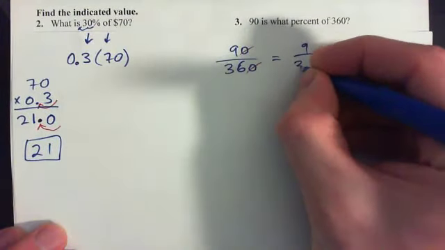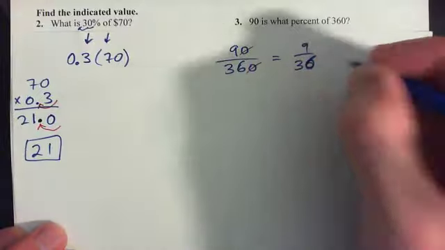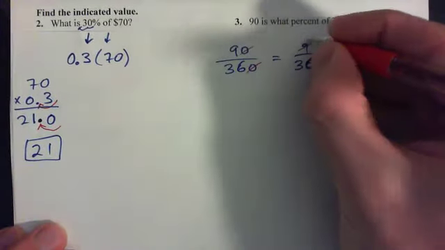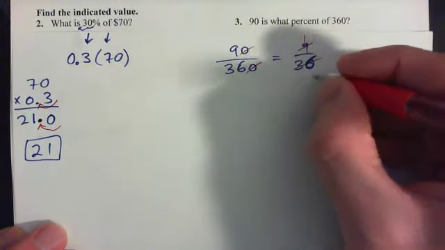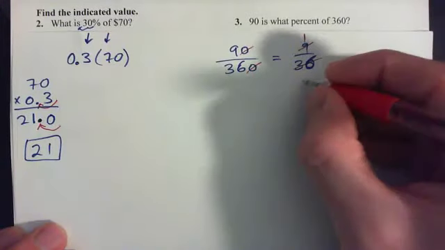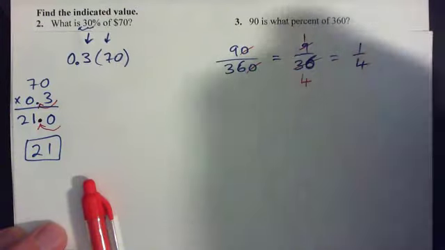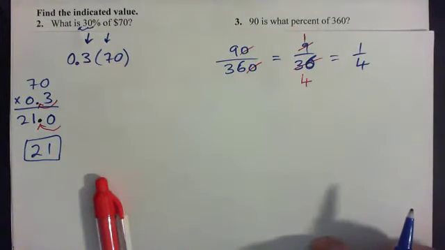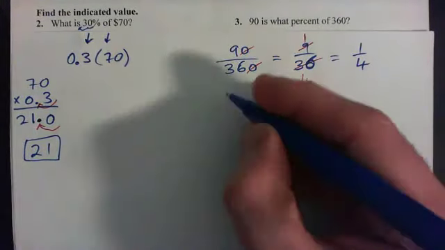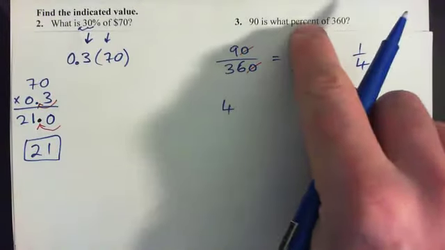Did you ever see that? Divide the top and bottom by 10, right? Now 9 into 9 goes once. 9 into 36 goes how many times? 4 times, so that's a quarter, right? What's a quarter as a decimal? Because before you get a percent, you got to get the decimal.